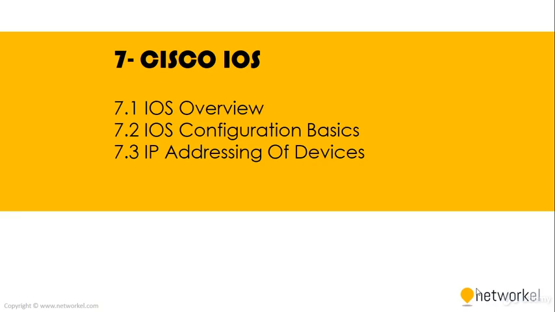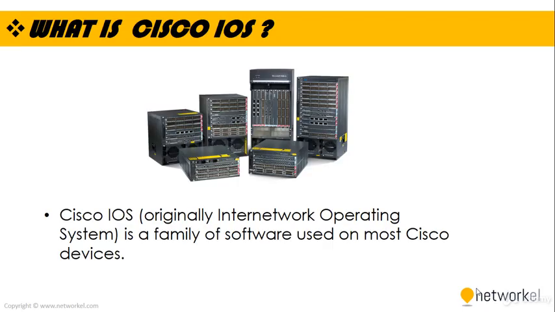In this section, we're going to talk about Cisco IOS. Cisco IOS, originally Internetwork Operating System, is a family of software used on most Cisco systems, routers, and switches. Earlier switches ran CatOS. IOS is a package of routing, switching, internetworking, and telecommunications functions integrated into a multitasking operating system.